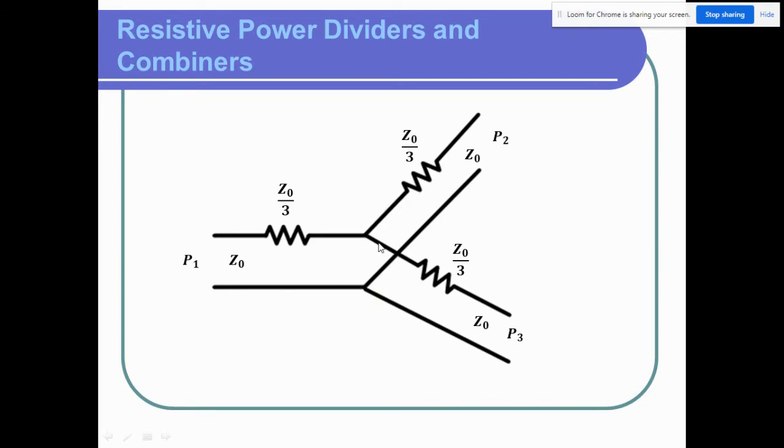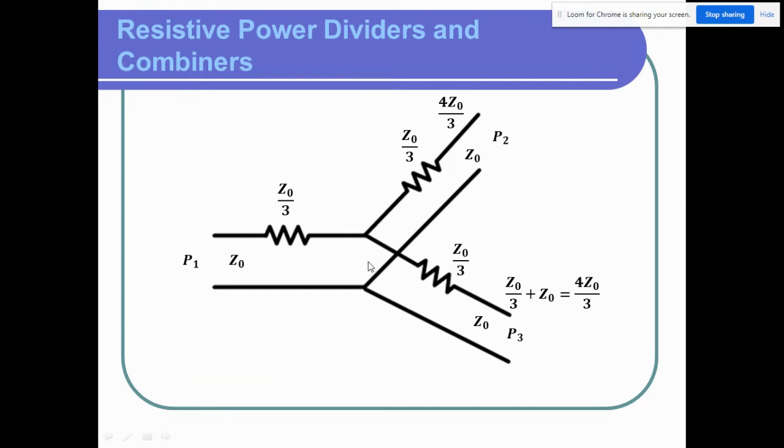So if we find out what ZL is here, it means this ZL and this ZL will be the same. So let us first find the impedance in this line. Later on we will put it in parallel with this one. We have Z0 here in series with Z0 by 3, right? So we have Z0 by 3 plus Z0, which gives us 4Z0 by 3. Similarly, this arm also has 4Z0 by 3, and this arm also has 4Z0 by 3.